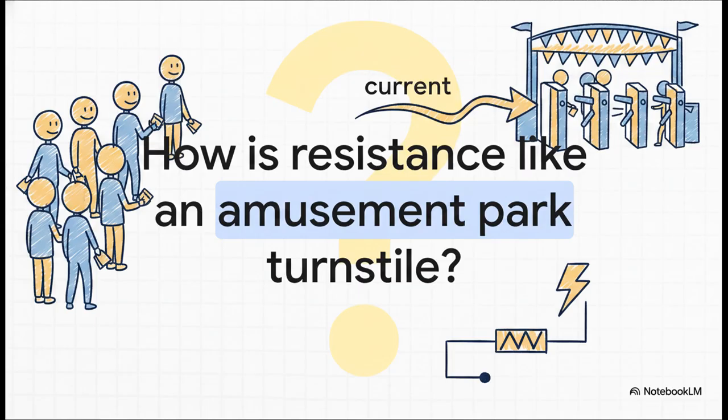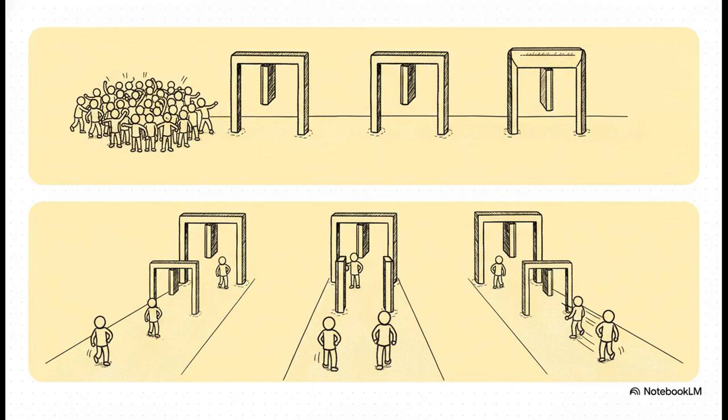Well, the flow of people into the park is like our electric current, and the turnstiles represent resistors that physically slow down that flow. So, the crucial point here is how you arrange those turnstiles. In a series circuit, you add resistors one after another in a single line. Imagine adding another turnstile directly in front of the one you literally just passed through. Everyone has to go through both of them. This creates way more total resistance and slows down the overall flow of current.